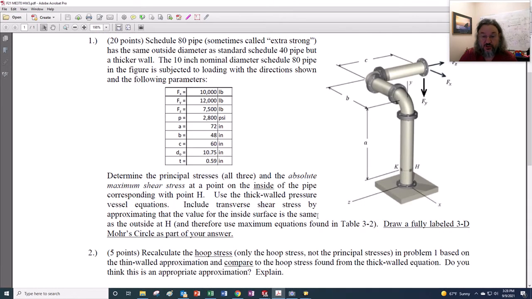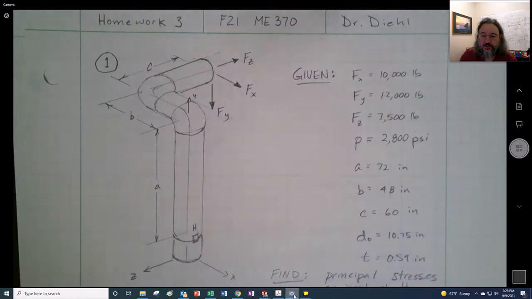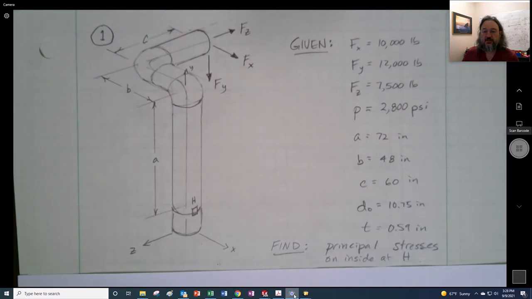We also have problem 2, where up here we're going to use the thick-walled equations for the pressure vessel, and in part 2 we're just going to simply recalculate using the thin-walled approximation, and then discuss whether that's appropriate or not. So here is the problem written out.